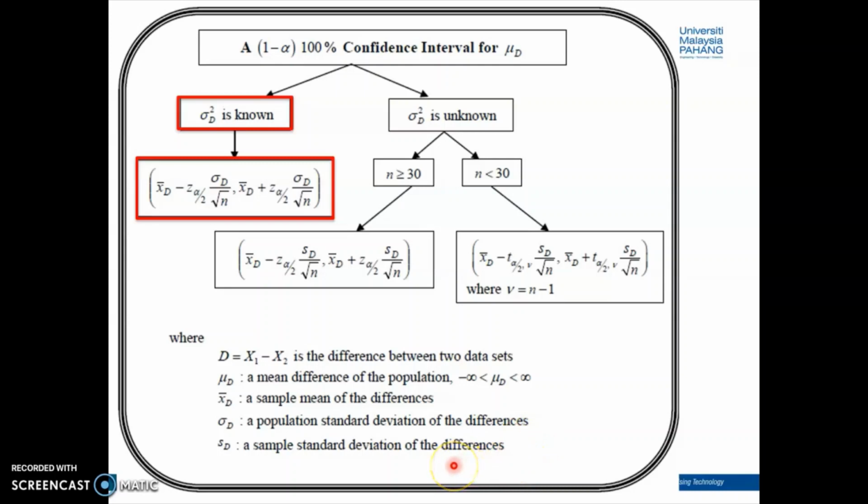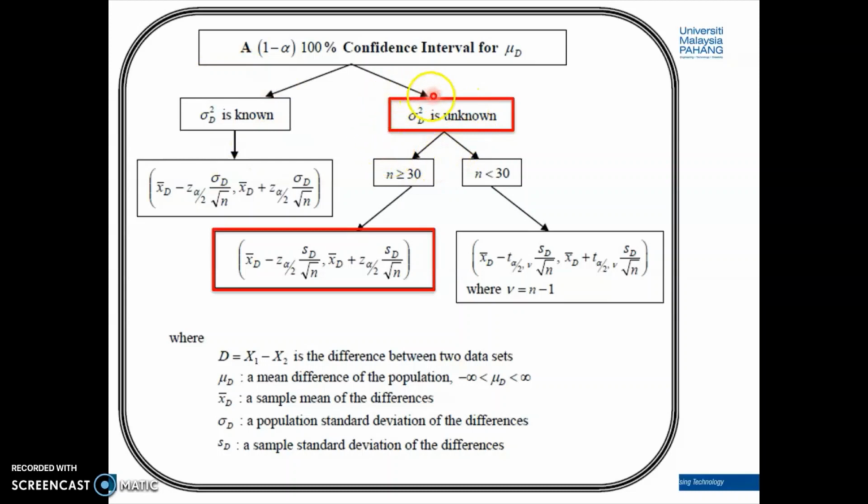Now, you don't worry, class. I will explain to you about all these new notations, how to calculate x bar d, how to get SD from the question. I'll show you that later. So right now, let's just focus on the formula. There are basically 3 formulas: sigma d when the population variance of the difference is known, when the population variance of the difference is unknown for the case of sample size greater than 30, and for the case of sample size less than 30.